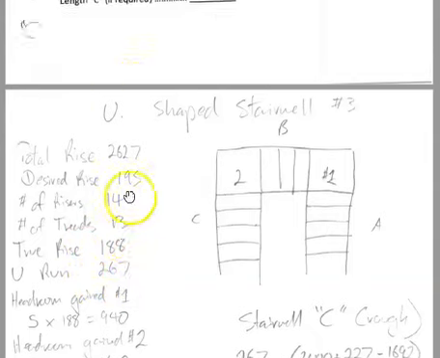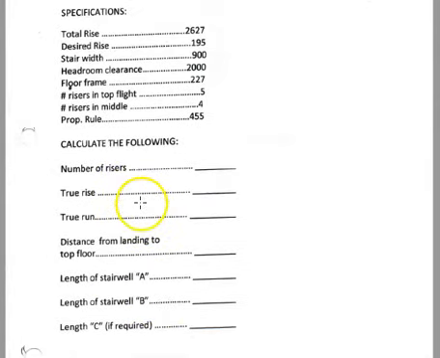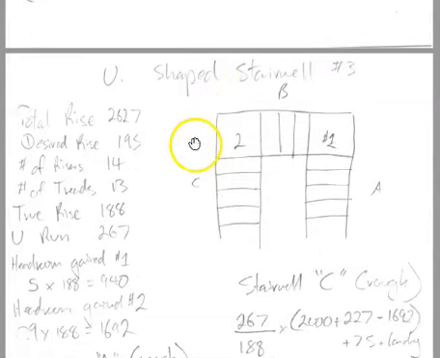What else does the sheet say? It tells us we've got 5 risers in the top flight and we've got 4 risers in the middle flight. So now is a good time to draw a picture. And here's the picture I drew.